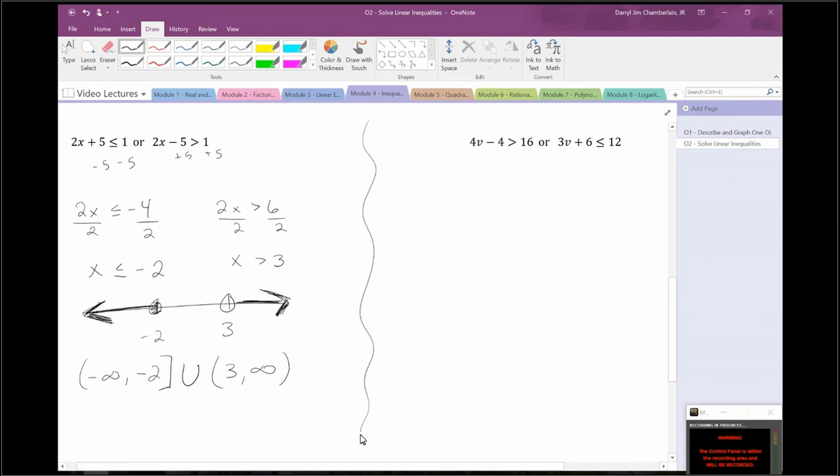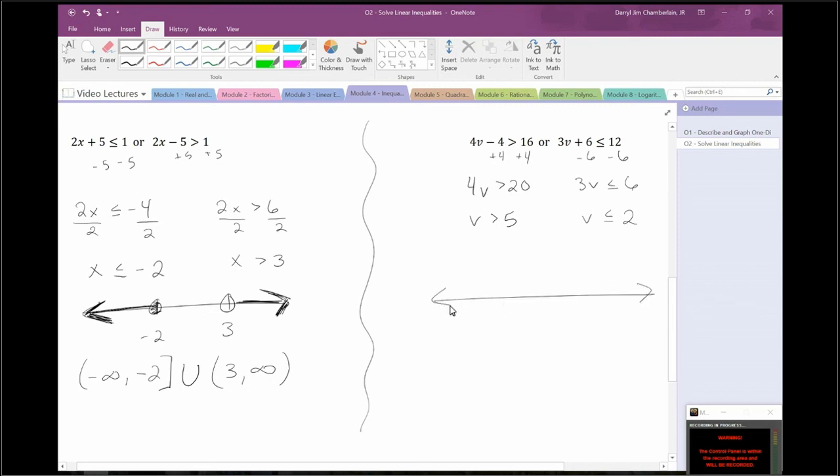So now let's look at this other or option. So we have 4v minus 4. Oh, I could just start solving this. 4v is greater than 20, so v is greater than 5. Three v is less than or equal to 6, so I'll just skip that. V is less than or equal to 2.